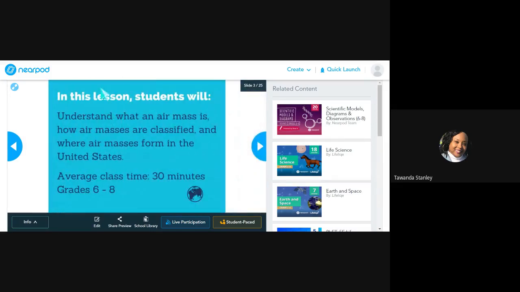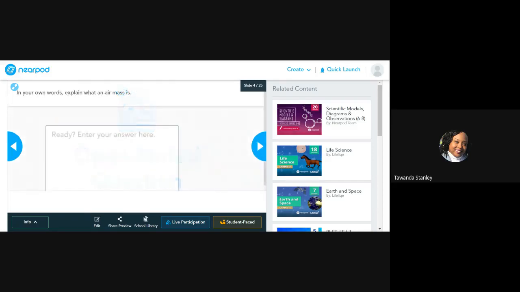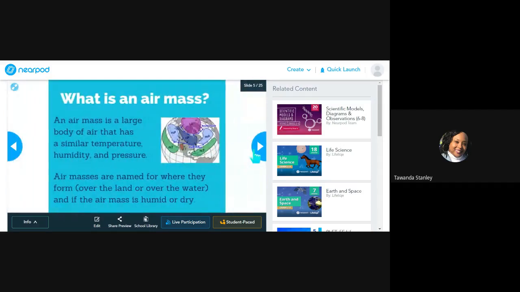Okay, so in this lesson, you will understand what an air mass is and how air masses are classified and where air masses form in the United States. So the first thing you had was an open-ended question where it says, in your own words, explain what an air mass is. I'm going to go to the next slide, and this slide here tells what an air mass is.